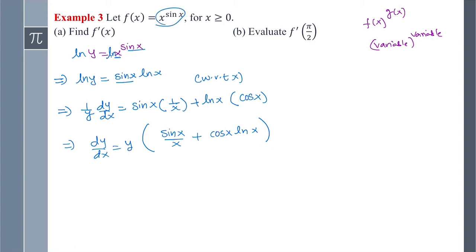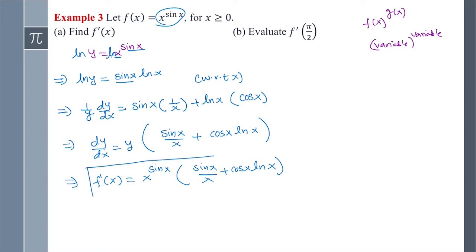And also let's replace that dy over dx with f prime of x equals y, which means x to the sine x times we have sine x over x plus cosine x natural log of x. So that is part A of that question, or the derivative.